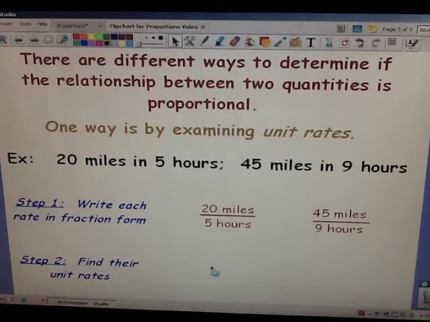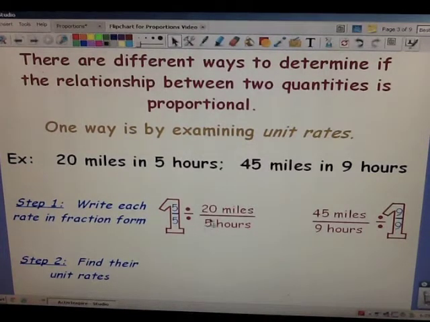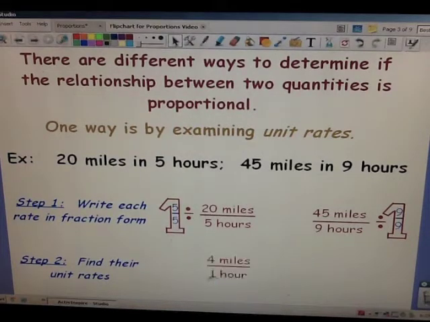Then you're going to find their unit rates. If you'll recall, unit rate means that the second part of the rate, these hours, we want to be equal to 1 hour. We want to change it from 5 to 1. Same thing here. We want to change the 9 hours to 1 hour. So to do that, we divide by 5. That will give us 1 hour. What we do to the bottom, we do to the top. So we divide both by 5 and we get 4 miles to 1 hour.